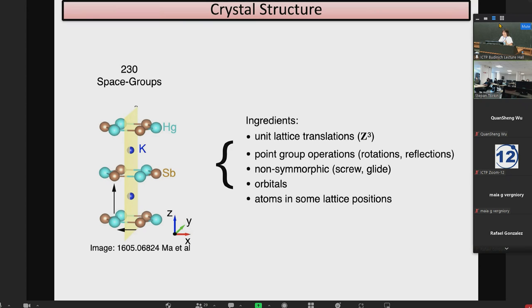But it was somehow a bit chaotic at the beginning, because there was not a clear classification of the crystal symmetries. And this is what I'm going to explain now, and why the IREP code that Miguel has developed becomes very important. So if we consider the crystal structure of a 3D material, we have 230 space groups. And the ingredients of the crystalline structure are unit lattice translations, point group operations, non-symmorphic symmetries, and of course we have orbitals and atoms in some lattice positions.